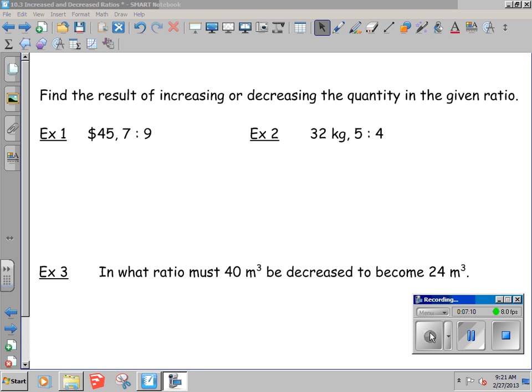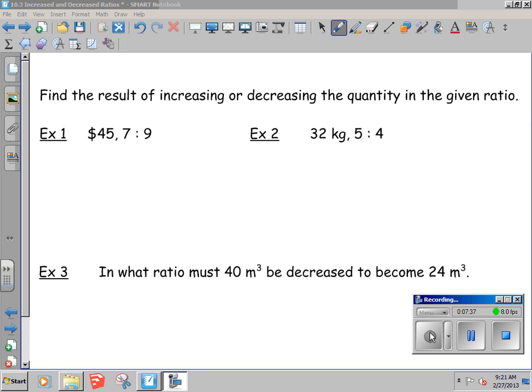Okay, so when you read these problems, the $45 is the original amount. And then you look at the ratio, and it tells you whether you're going to increase or decrease that original amount, and in what ratio or proportion. So, is this 7 to 9 an increasing ratio or a decreasing ratio? Is 7 to 9 increasing or decreasing, Jack? Decreasing. Decreasing, how do you know?